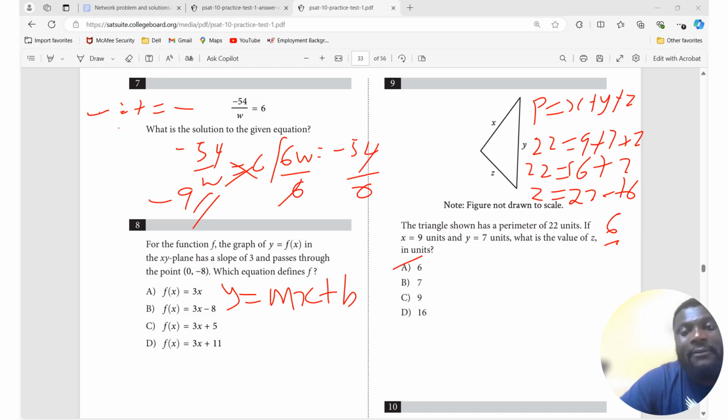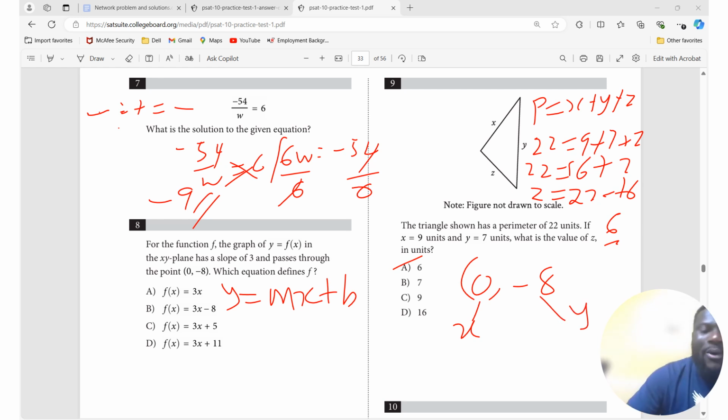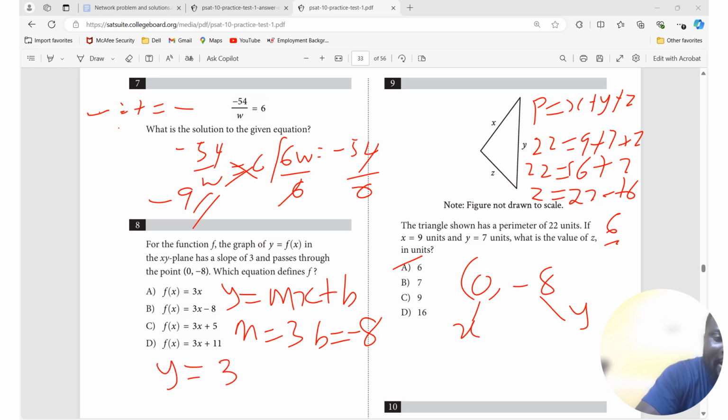Remember, when you have anything like (0, -8), this is always your x and this is always your y. And then b is the y-intercept. So all we need to do now is substitute. We know that m is equal to 3 and b is equal to -8. So while substituting, you're going to have 3x minus 8. And that is just the answer.